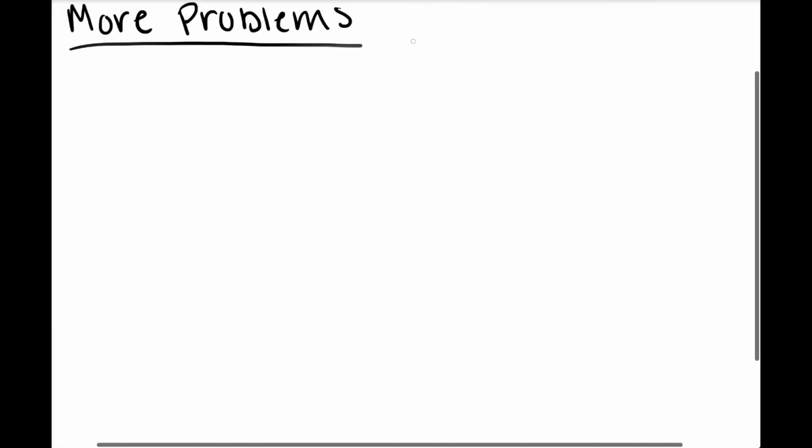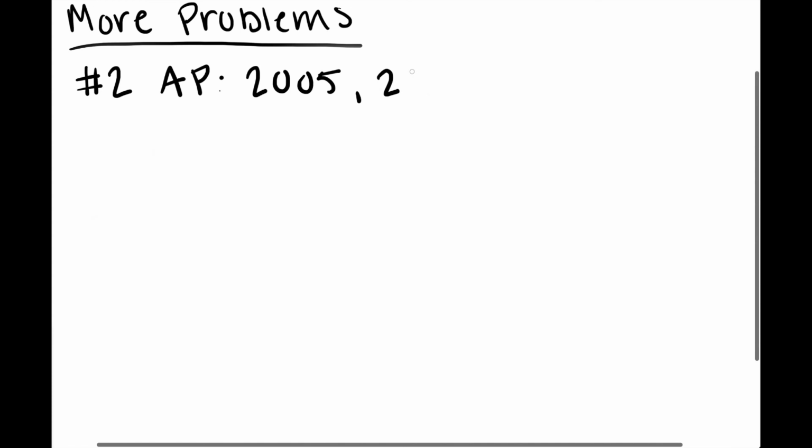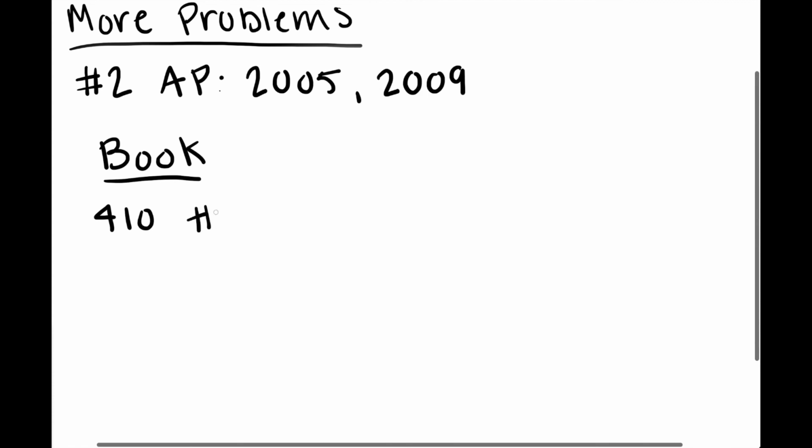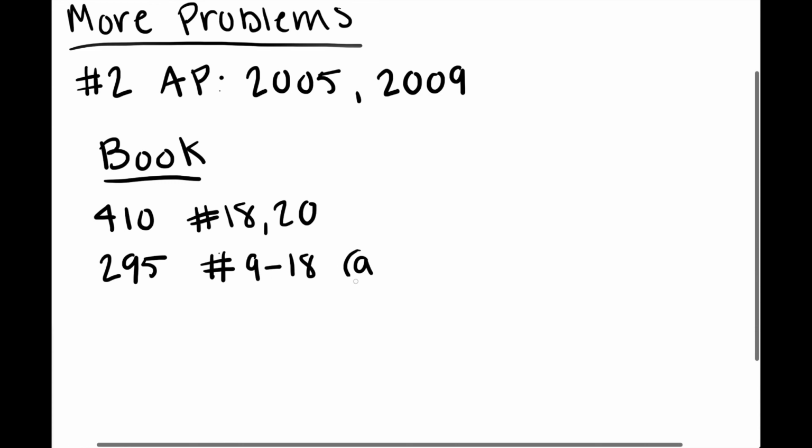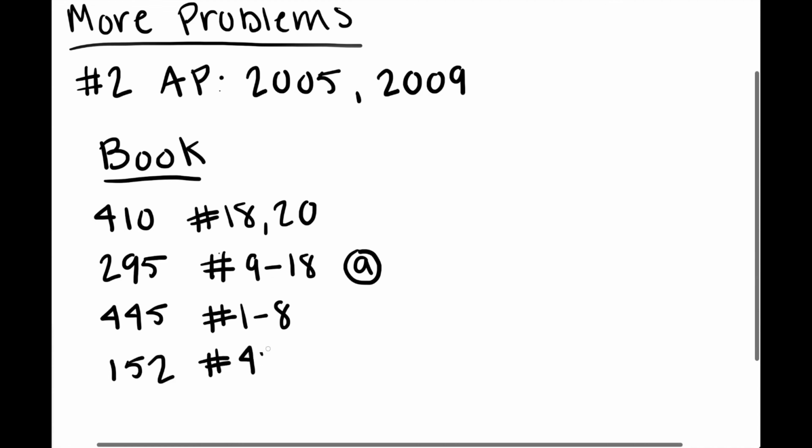If you're still needing help with some of these problems, some good ones to look at are number 2 from the AP packets, 2005 and 2009, and some good book problems are on page 410, numbers 18 and 20, page 295, numbers 9 through 18, part A only, page 445, numbers 1 through 8, and page 152, number 43, part A.